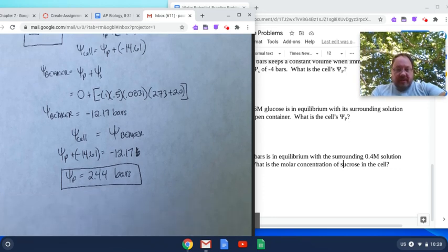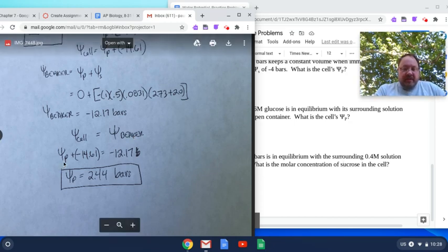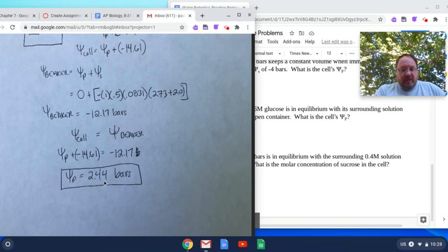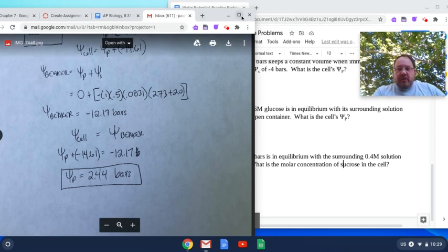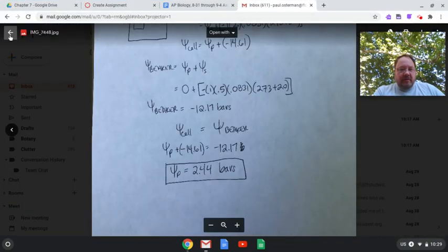So if we set things equal to one another, again, the water potential of the cell being equal to the water potential of the beaker, since they're at equilibrium, we can solve for the pressure potential of the cell, and we find that to be 2.44 bars. Okay, so again, the key is to just set the water potential of the cell and beaker equal to one another, and then just plug away and find your missing variable.